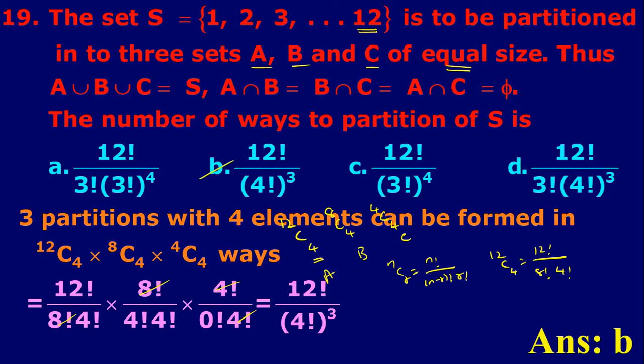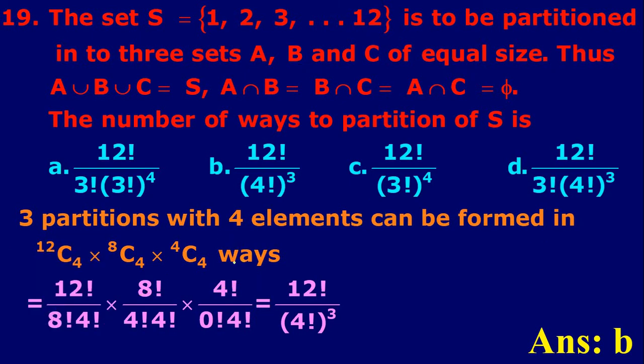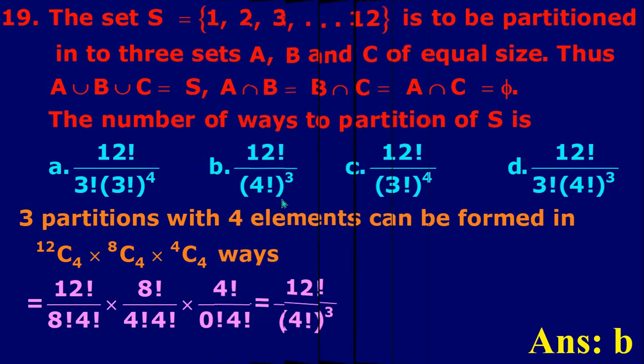Now here we have to consider it as 3 different events. So therefore here it is multiplication. It is 12C4 into 8C4 into 4C4. So therefore the total number of partitions is 12C4 into 8C4 into 4C4. That is 12 factorial divided by 4 factorial whole cube, which is option B. So here the correct option is option B, which is 12 factorial divided by 4 factorial whole cube.